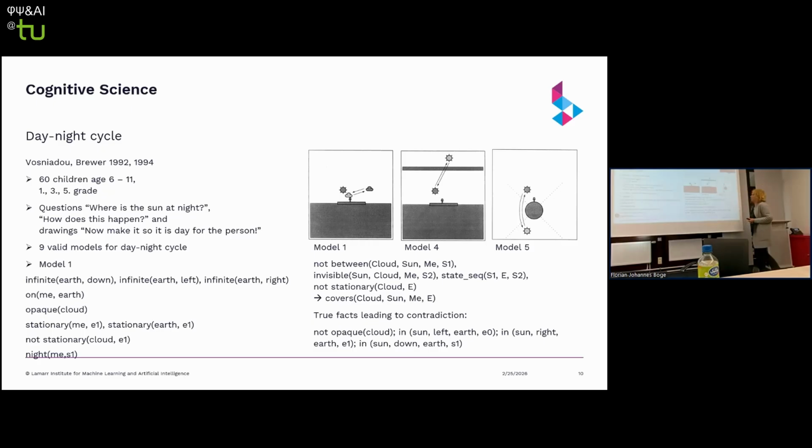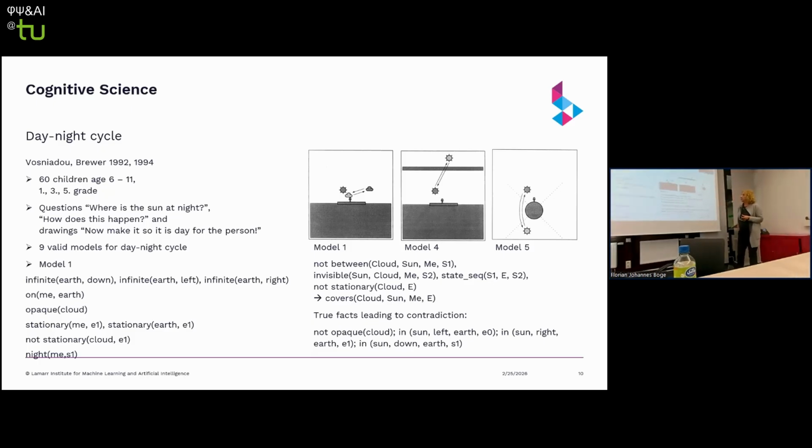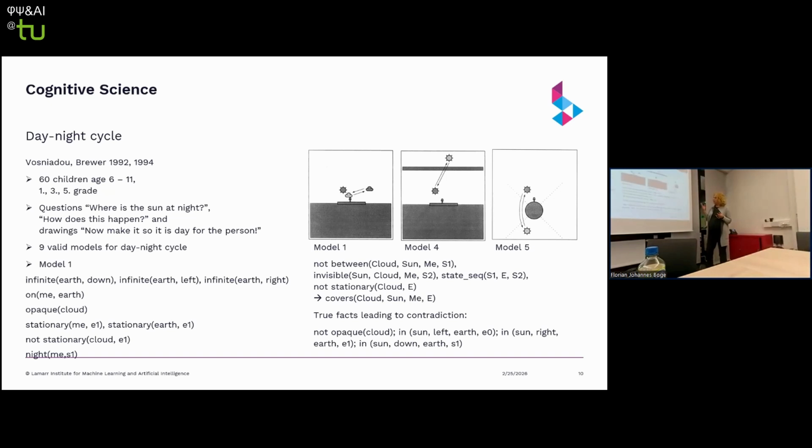Also be the case. So all this is expressed in logic, as you see here. This is the restricted Horn logic that I talked about. And then we input true facts that lead to a contradiction. And our system has a minimal revision, so it changes the minimal amount of knowledge such that the true facts are no longer in contradiction.